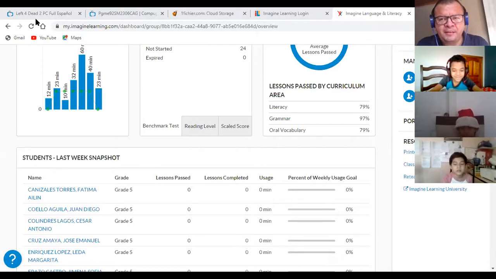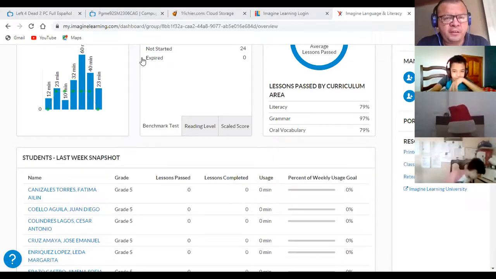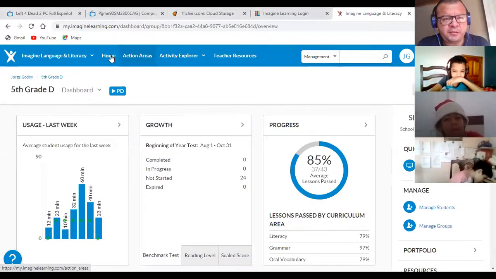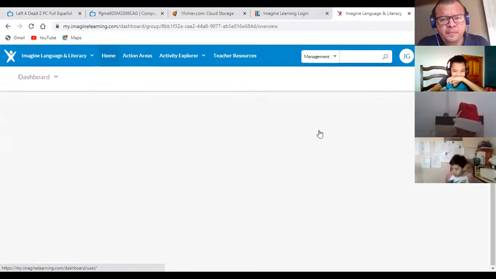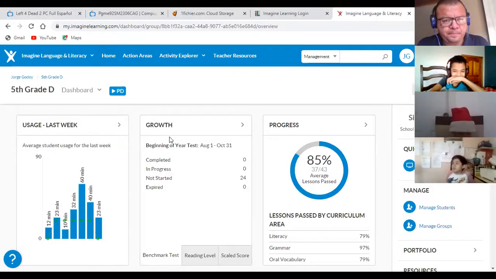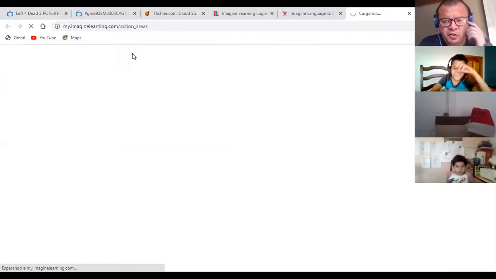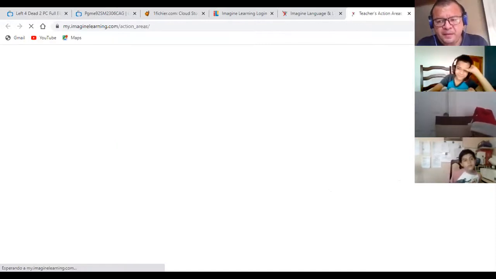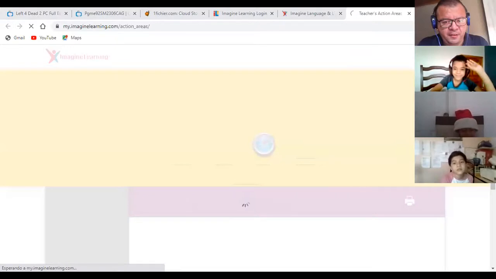Okay, let's see. I have to look for the action areas. What, home? Okay. I want to look for my action areas. Okay, I really love that game of Left 4 Dead. Really love it. It's awesome.